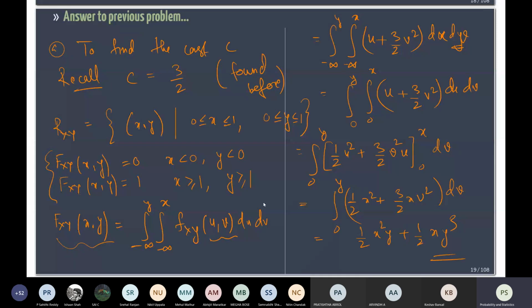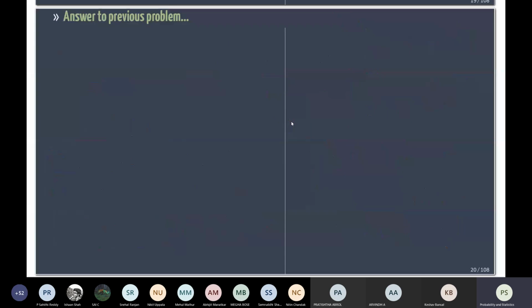The other cases are when y is greater than or equal to 1. So these are cases you do further. So for 0 less than or equal to x less than or equal to 1 and y greater than or equal to 1, you do the same integrations, and then for 0 less than or equal to y less than or equal to 1 and x greater than or equal to 1.